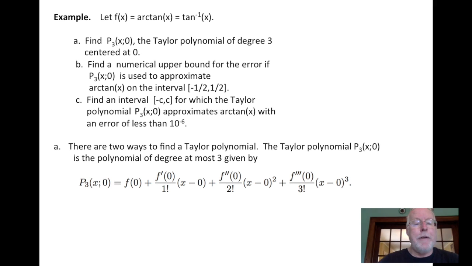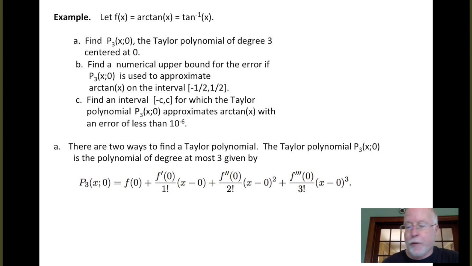So for part A, we're going to take a look at two different ways to find a Taylor polynomial. So the Taylor polynomial P3 of x at 0 was defined in earlier chapters and videos in this way. It is just the sum you see here. The coefficients of the x minus 0 to powers terms are just various derivatives of f at the point of expansion, the 0 point, divided by various factorials.